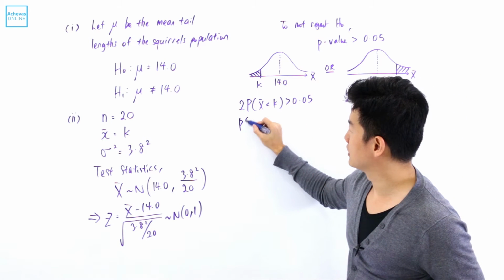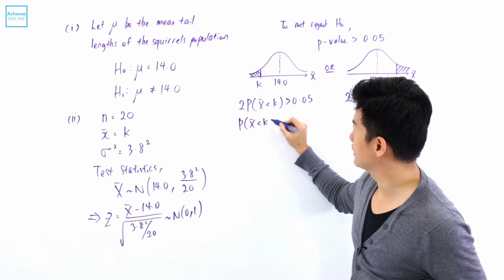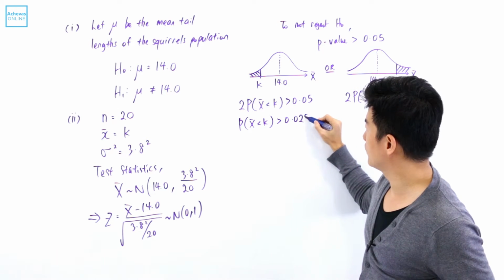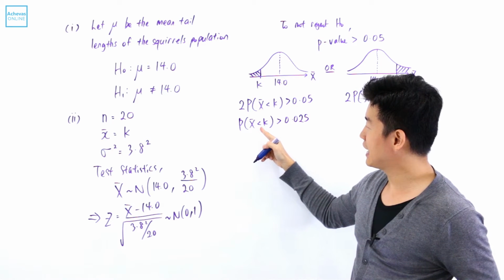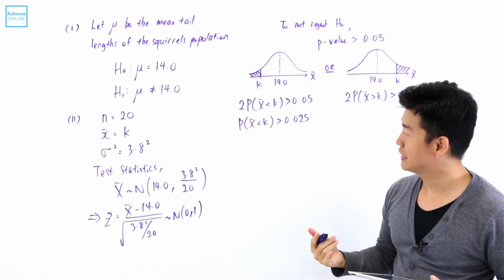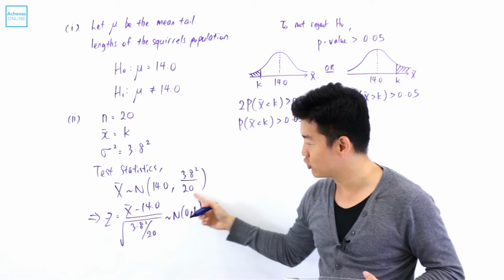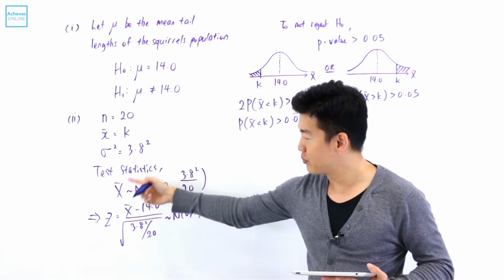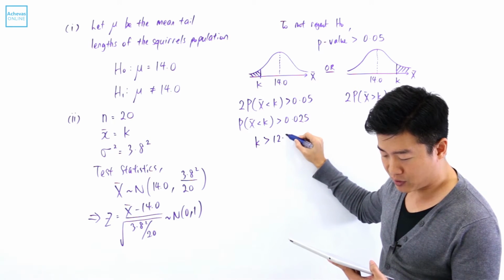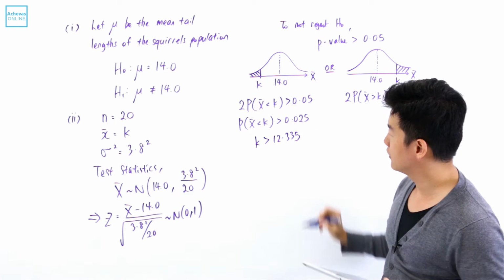That means the probability that x bar is less than k is going to be bigger than 0.025. Since this is already less than, it allows me to press the inverse norm in my graphing calculator. So I'm going to make use of this distribution here. When I'm pressing for inverse norm, I'll get k to be bigger than 12.335.